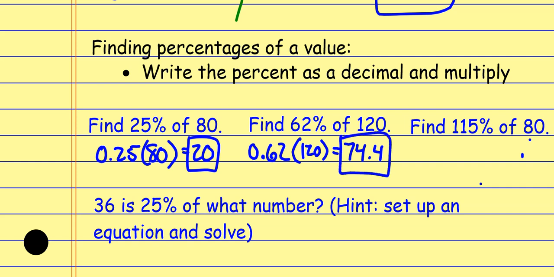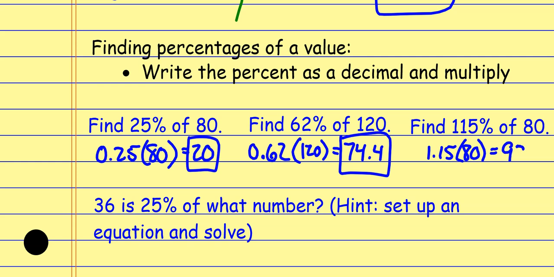But again, to find the percentage of something, just like if I want to find the fraction of something, okay? Again, a percentage, a decimal, a fraction, they're all kind of the same thing. So if I wanted half of something, I multiply by 1/2. If I want 25% of something, I multiply by 25%, which is 0.25 as a decimal. If I want 62% of something, I multiply by 0.62. If I want 115% of something, I multiply by 1.15. And again, I get the 1.15 by doing 115 divided by 100. So if I want 115% of this, I multiply 1.15 times the 80. And that gives me 92.